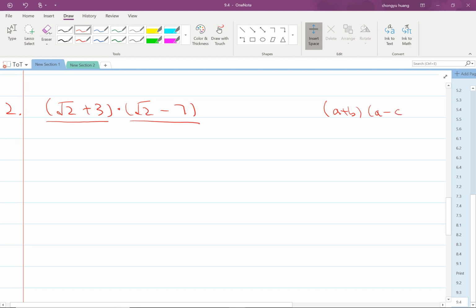Let me actually write down the property first. This is the property which we are going to use here. As you can see, you basically multiply each of them, one term by one term. That's basically what you do here.